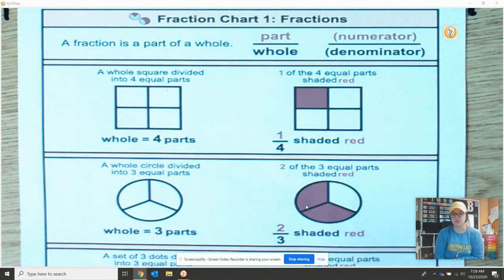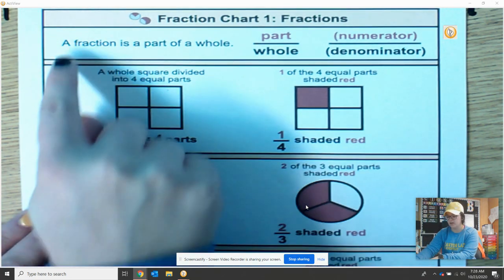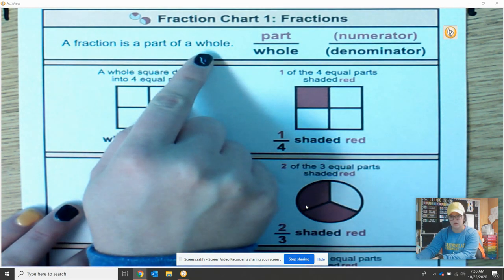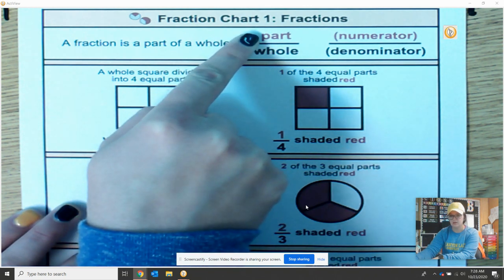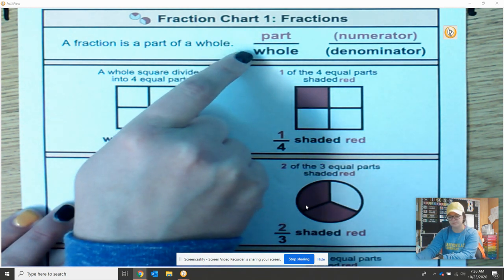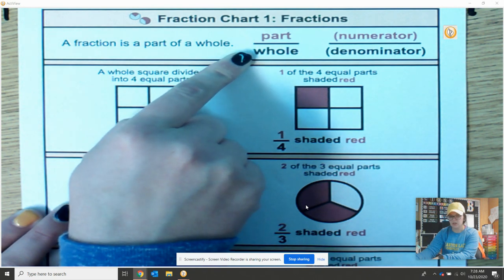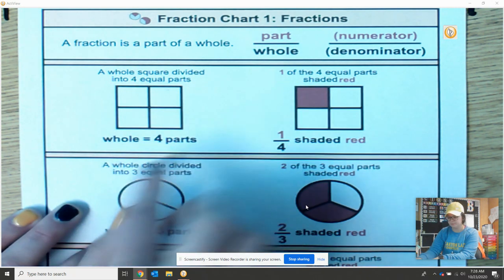So when we have fractions, the fractions are a part of a whole. See, it says a fraction is a part of a whole. And the number that goes on the top is a part, and the number on the bottom is the whole. Okay, so let's talk a little bit more about that down here.